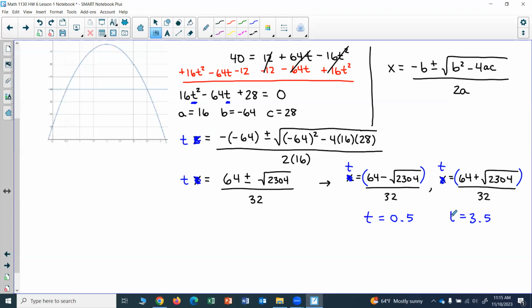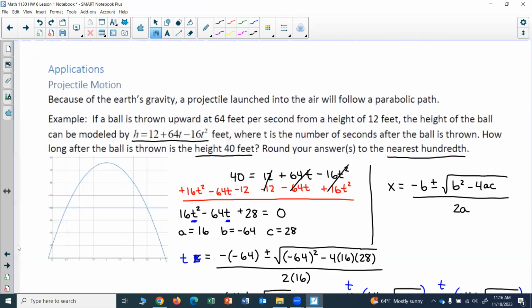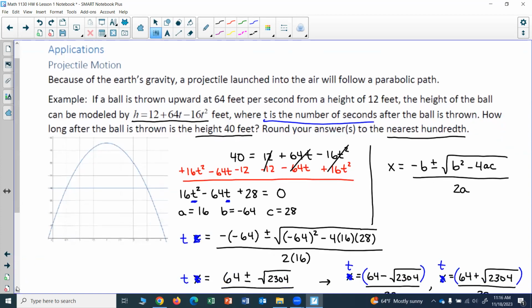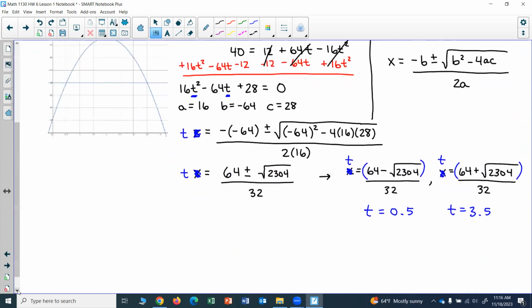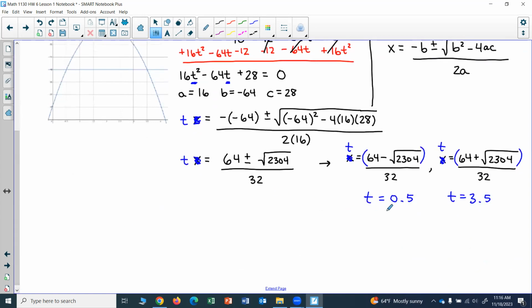You can go back to your original equation and look at what your variable is representing. They say that t is the number of seconds after the ball is thrown. And so if you were asked for the units on your answer, then you would just come back down to the bottom and you would write in seconds.